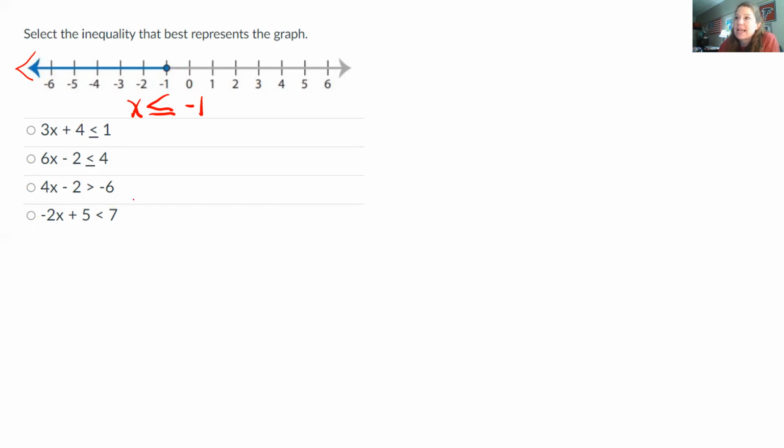One of these has to say that. Well, look at these bottom two. They don't have the or equal to, and this is filled in. So I'm automatically going to eliminate C and D because they don't have the right sign. So I'm going to solve the top, letter A and letter B, and see which one will give me this answer right here.